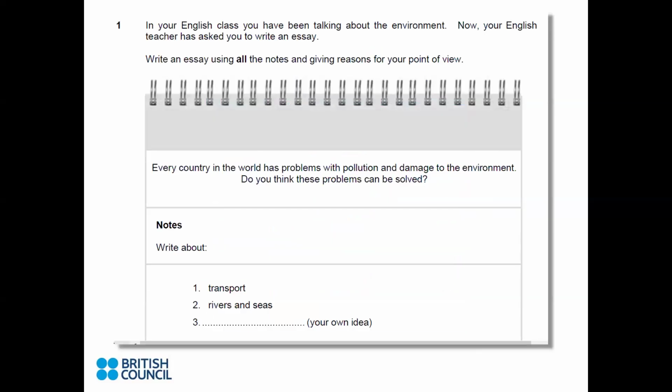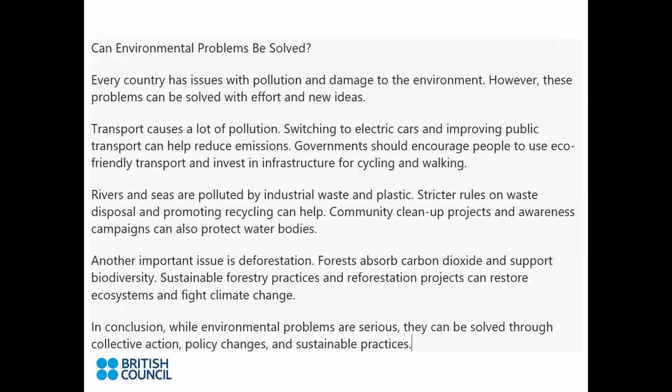And the task is sourced from, I think, the handbook. So every country in the world has problems with pollution and damage to the environment. Do you think these problems can be solved? And here's an answer. And I have to be honest, it's not my answer. It's an answer which is produced by one of my new friends, the artificial intelligence named Copilot.